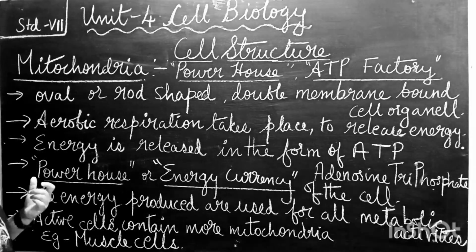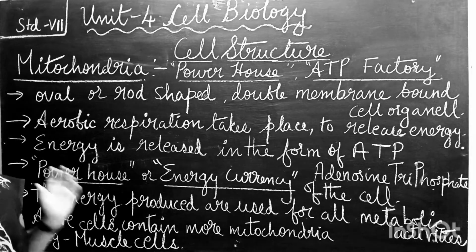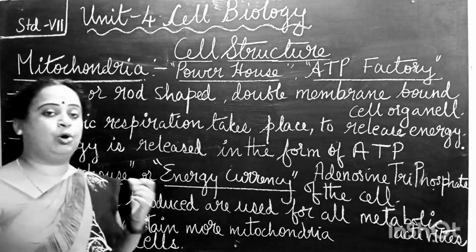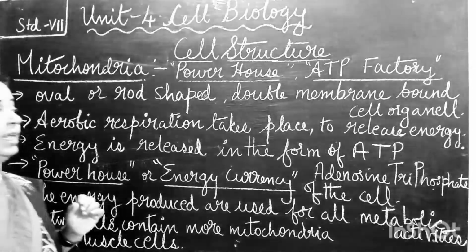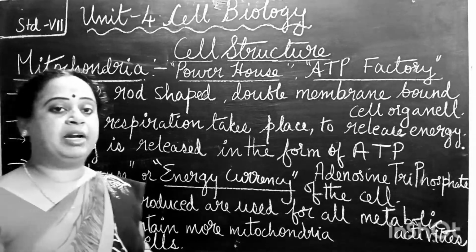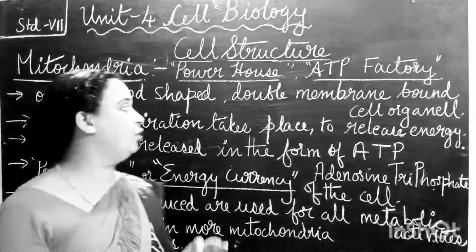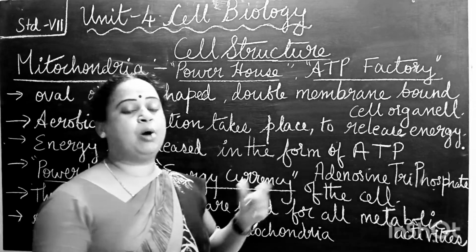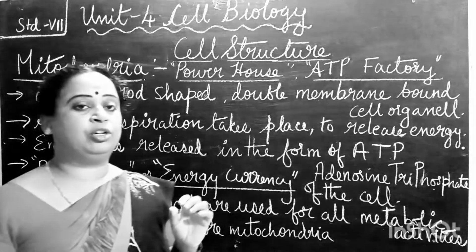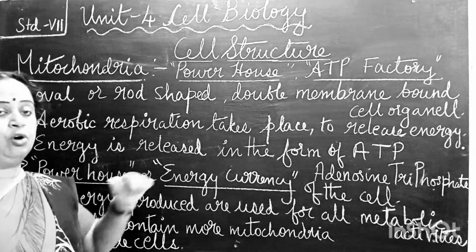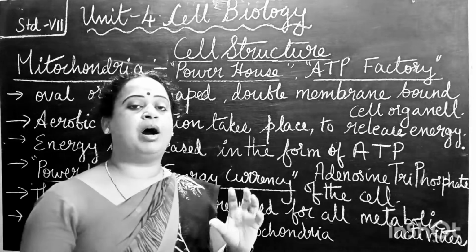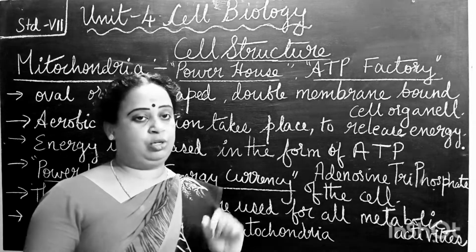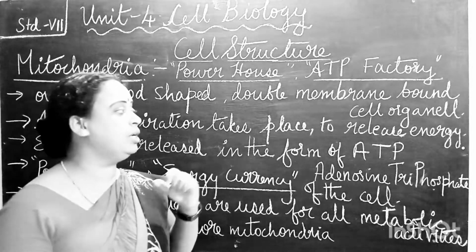So first, let us understand what this mitochondria is. Mitochondria is a cell organelle. They are oval in shape or rod shaped, and they are double membrane bound. Double membrane means a double layer covering is present for this mitochondria. So mitochondria is oval or rod shaped, and it is a double membrane bound cell organelle. That means two layers of membrane are present surrounding the mitochondria.